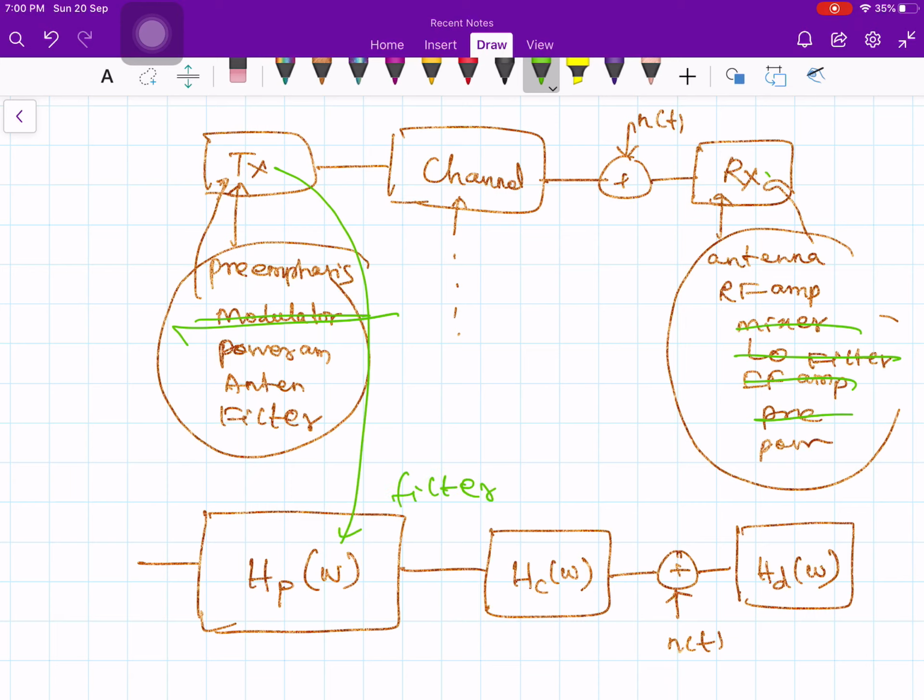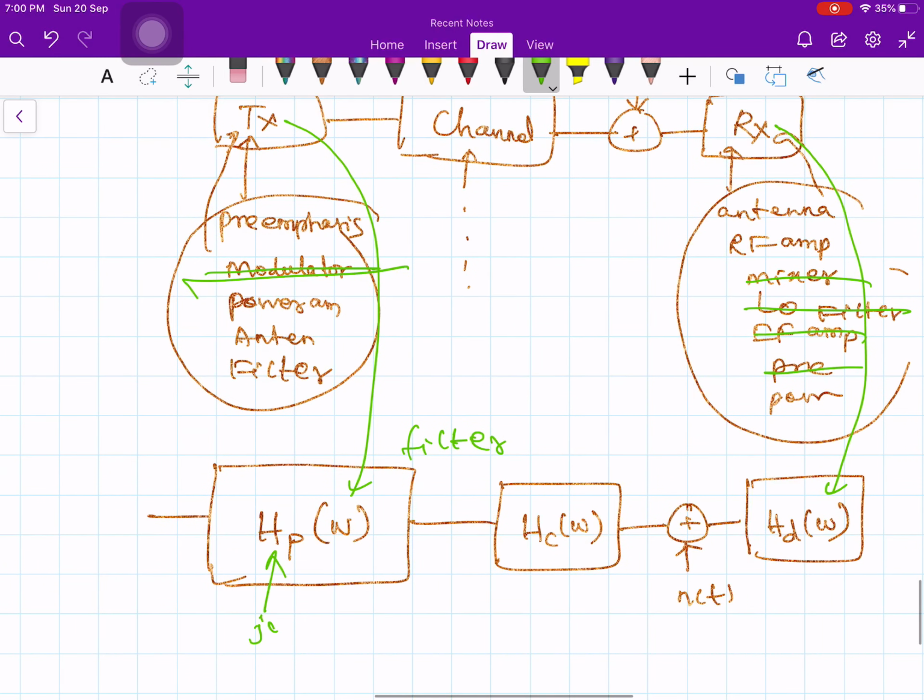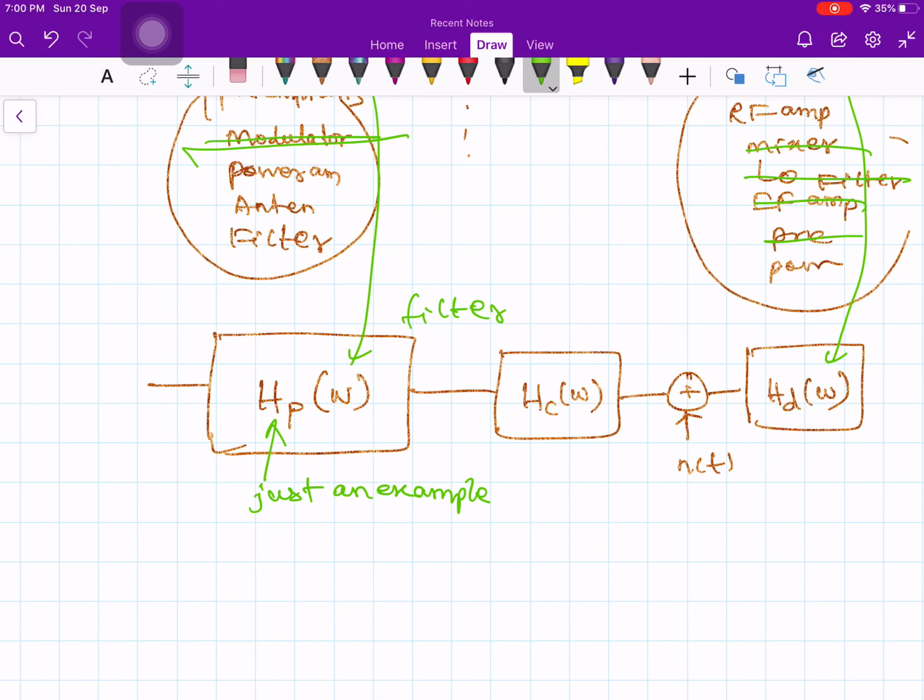Similarly, the receiver is also modeled as a filter. This is just an example, don't take it very seriously. I put hp of omega as a pre-emphasis filter. Similarly, you could have a de-emphasis filter in the receiver in baseband systems. Some frequency components you may want to enhance at the transmitter, and the corresponding frequency components you may want to de-emphasize at the receiver. As I already told you, emphasis means you are amplifying the higher frequency components at the transmitter and attenuating them at the receiver to overcome distortions, single tone interference.